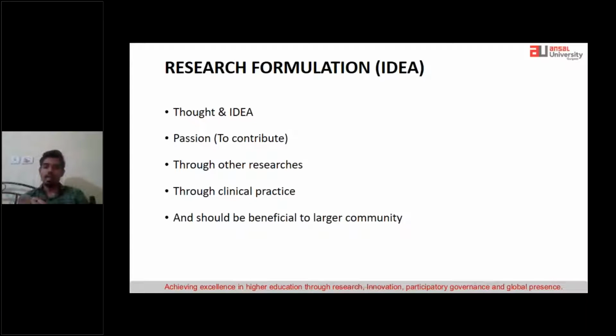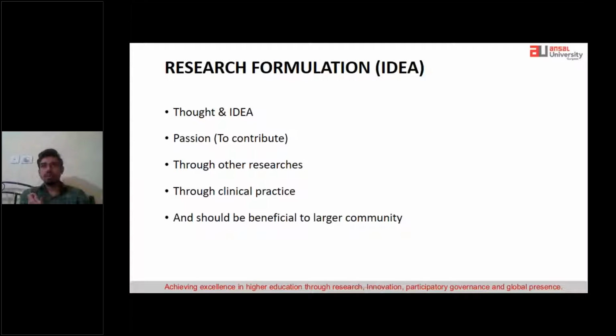For example, a lot of myopia research is happening these days, right? Why is this research happening? Because they want to contribute something in such a way that it is helping the community or the population. So whenever you are generating any concept, make sure you think in that aspect, that your research has to go back to the larger community, or majorly the population.